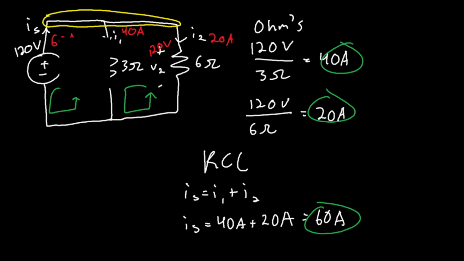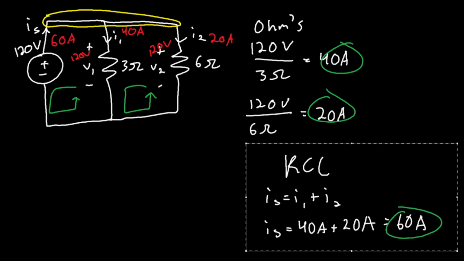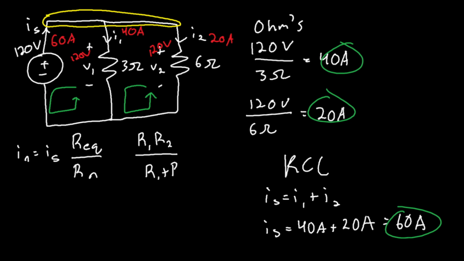But let's go ahead and use current division for one of them to show you how you can actually use it. What was the formula for current division again? The formula for current division is IN is equal to IS times REQ over RN. What we can do is first find REQ. Since there's two resistors here, we can use the shortcut method: R1 times R2 over R1 plus R2.